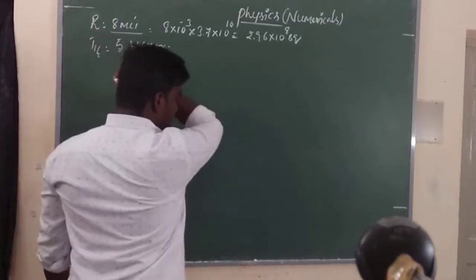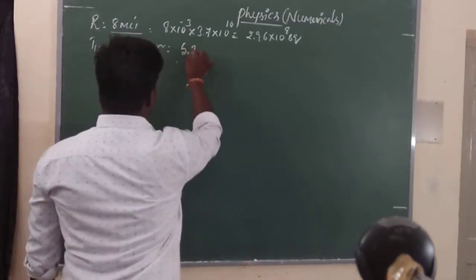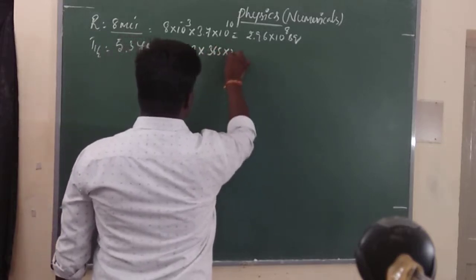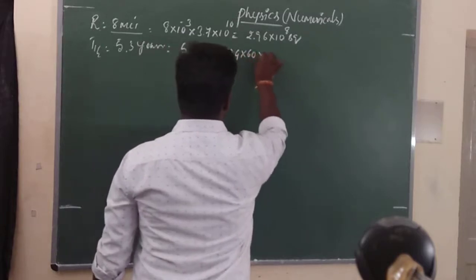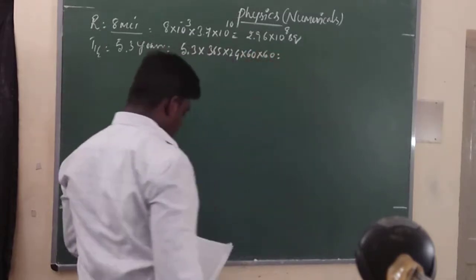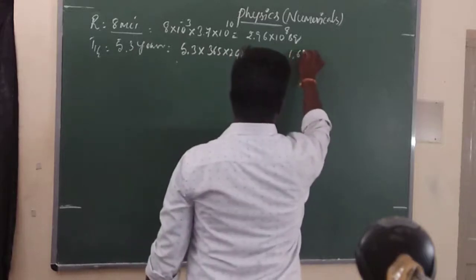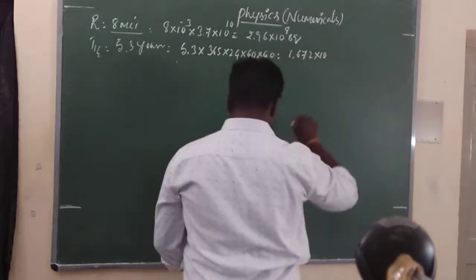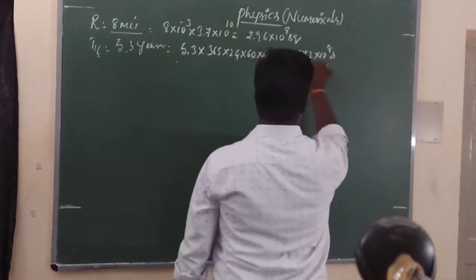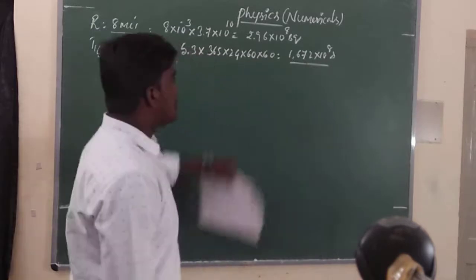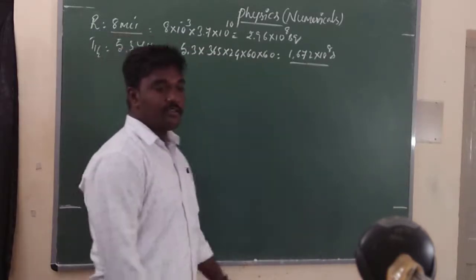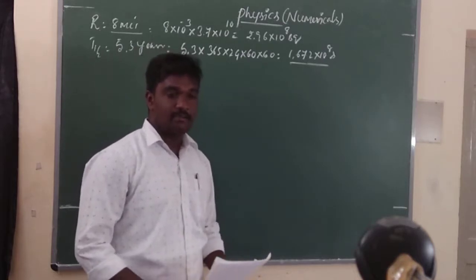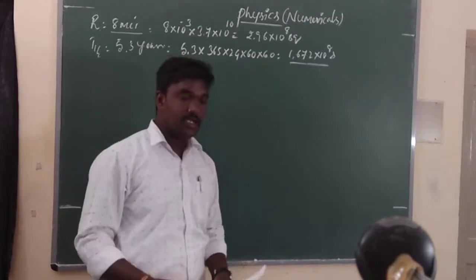And here 5.3 years, we convert to seconds: 5.3 into 365 days into 24 hours into 60 minutes into 60 seconds. Finally we get 1.67 into 10 to the power of 8 seconds. So that is the T half. You know the half-life means the parent atoms are reduced to half of their initial value.